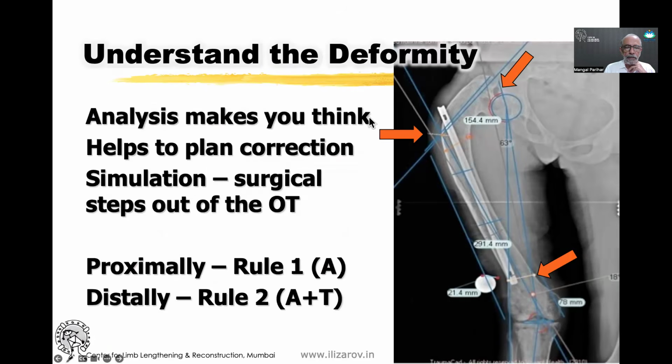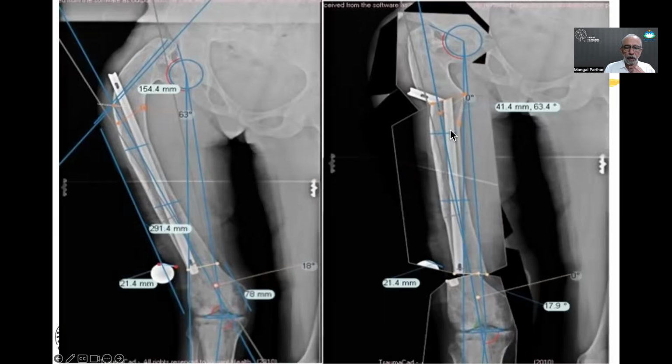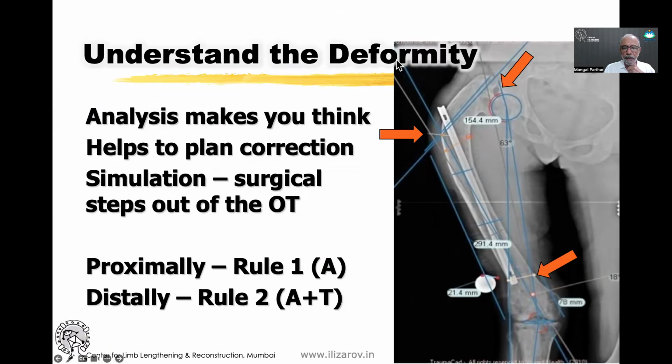So now here what we've done, and analysis basically makes you think. You're performing the surgery out of the operating room. So now here we've got one blue line, which is the mid-diaphyseal line of the proximal femur. We've got another line here, which is the mid-diaphyseal line of the middle part of the shaft of the femur. And another 81-degree line, which I told you represents the axis of the distal femur. So you will see that there is one deformity over here.